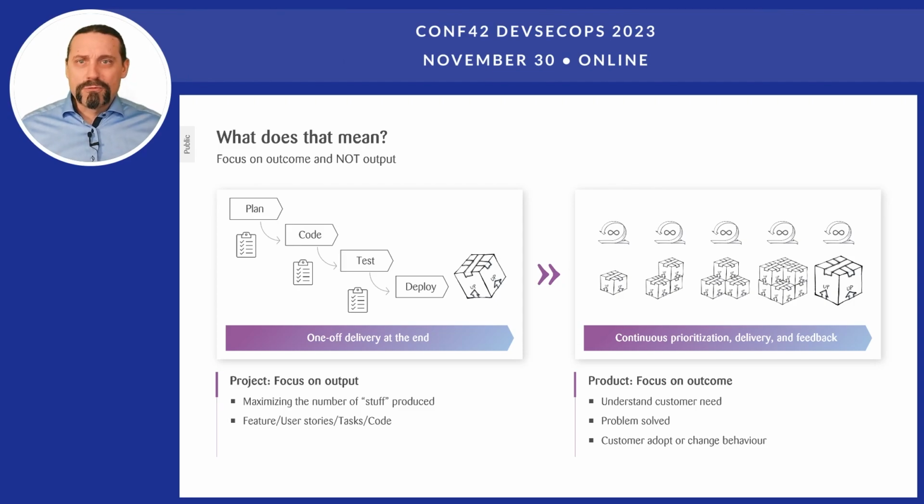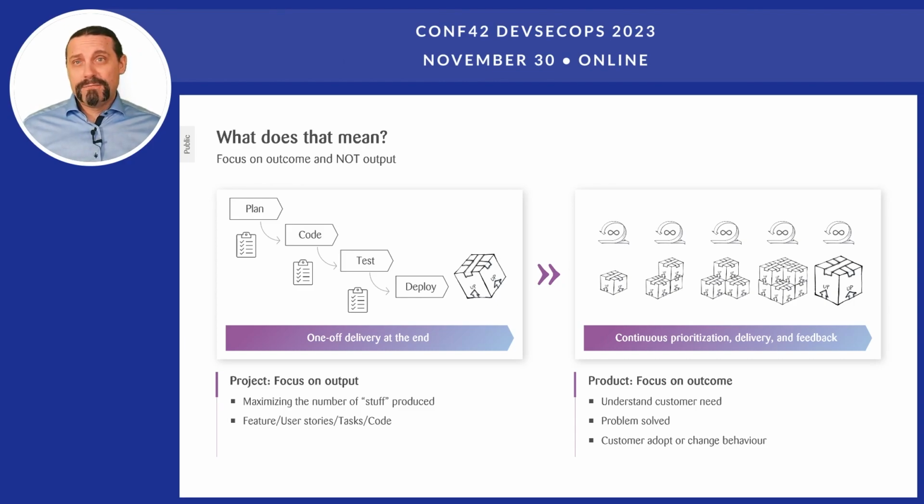This is a project. So a project is focused on output, maximizing the stuff that gets delivered, features, user stories, tasks, and code. On the other side, we have the product.